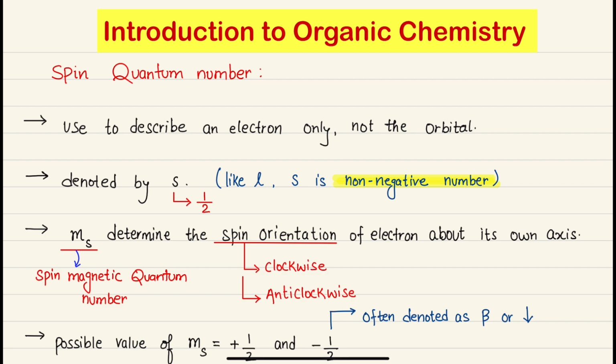I am Sudhanshu Kumar, and in this lecture we are going to talk about the spin quantum number, right? As we have already discussed the principal quantum number, the azimuthal quantum number, and the magnetic quantum number. So in this session, we are going to talk about the spin quantum number.